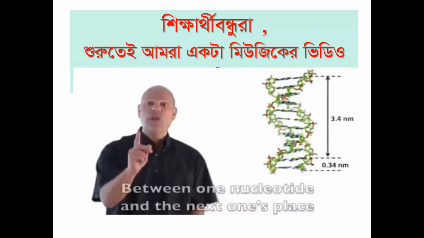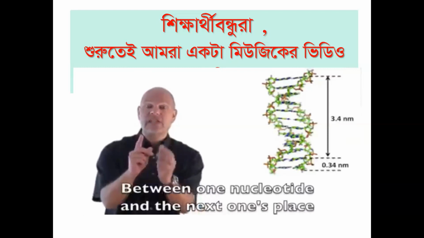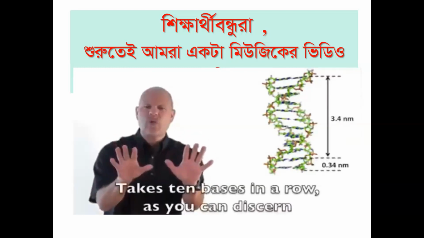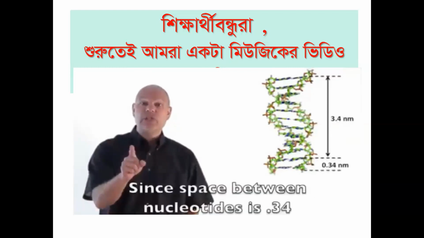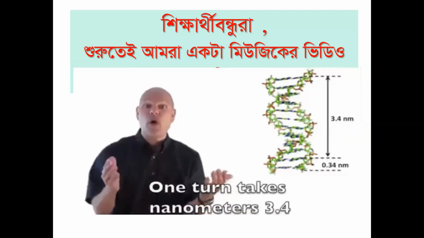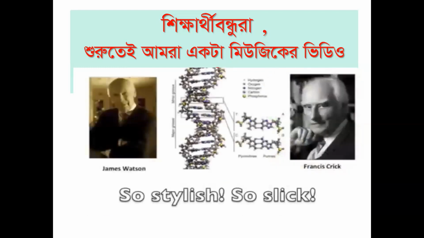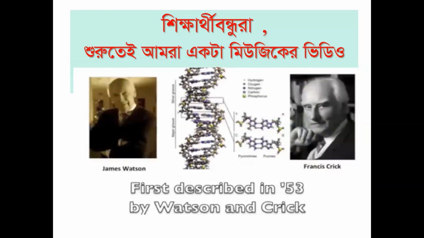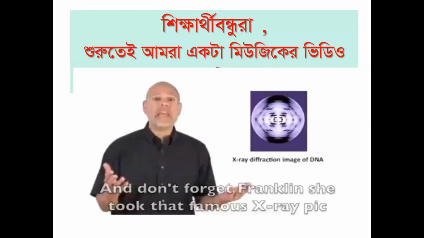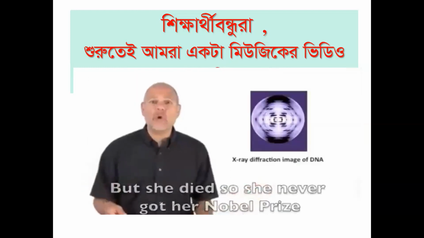0.34 nanometers marks the space between one nucleotide and the next one's place. One helix turn takes 10 bases in a row, as you can discern. Since the space between nucleotides is 0.34, one turn takes 3.4 nanometers. So stylish, so slick, first described in '53 by Watson and Crick. Don't forget Franklin, she took that famous X-ray pic, but she died, so she never got a Nobel Prize.